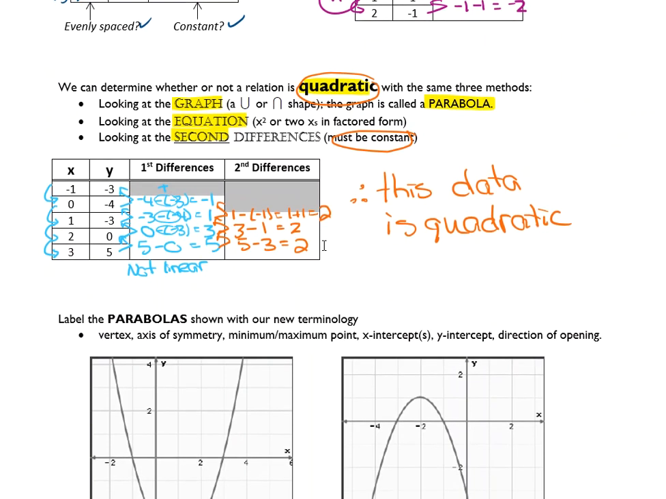So this number 2 right now, it doesn't tell us anything that we need to know right now. It does, but we're not worried about that. So all you have to see is are these numbers the same? If they're constant, yes, then it's quadratic. This won't have anything to do with the slope because it's not linear, right? It's not linear, so we can't be talking about the slope here.